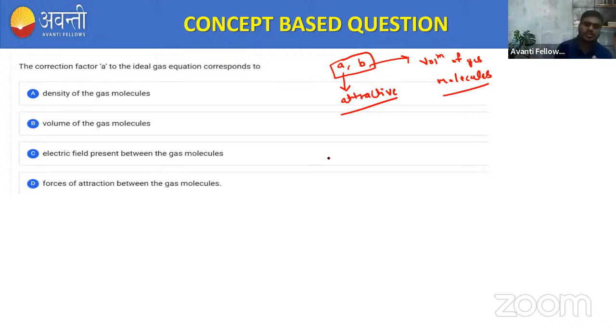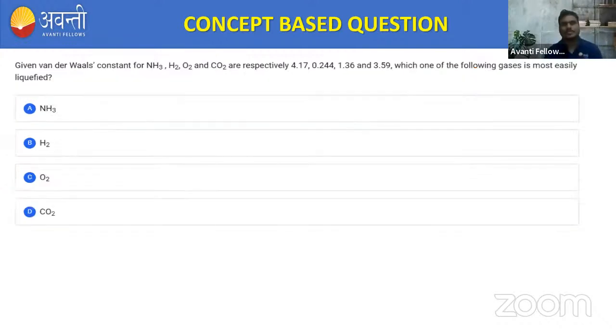वॉल्यूम ऑफ द गैस मॉलिक्यूल. सो a और b यहाँ पे हमारे दो कांस्टेंट हैं. a अट्रैक्टिव फोर्सेस और b किसको बताता है, वॉल्यूम ऑफ द गैस मॉलिक्यूल. इन दिस क्वेश्चन दे आर आस्किंग अबाउट a ओनली, सो द ऑप्शन इज D, दैट इज द फोर्स ऑफ अट्रैक्शन बिटवीन द गैस मॉलिक्यूल.